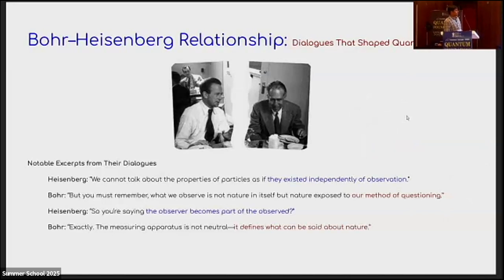Heisenberg was saying we cannot talk about properties of a particle as if they existed independently of observation, meaning independent of measurement. Bohr was saying its nature is exposed to our method of questioning. Heisenberg continues: the observer becomes part of the observed. It means the measuring apparatus is not neutral; it defines what can be said about nature.